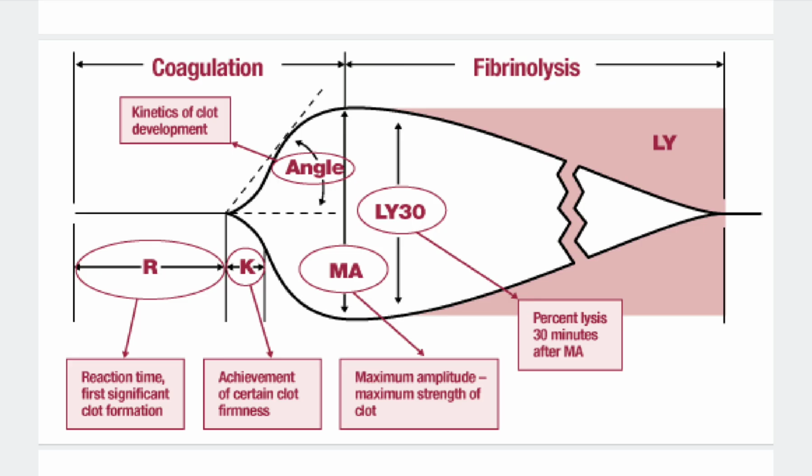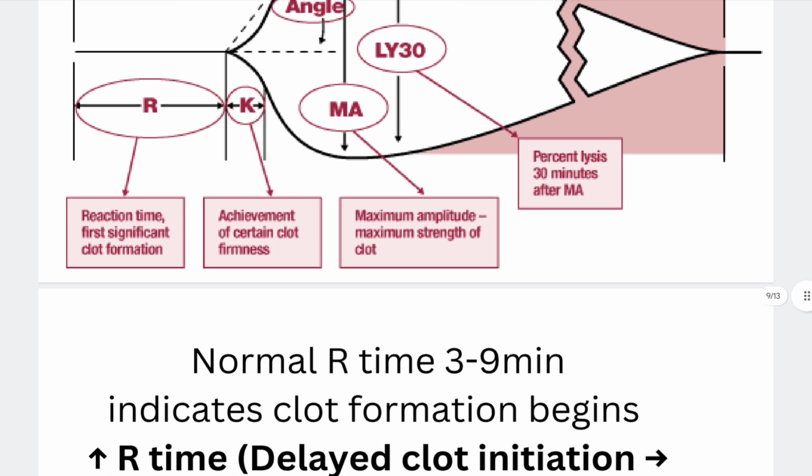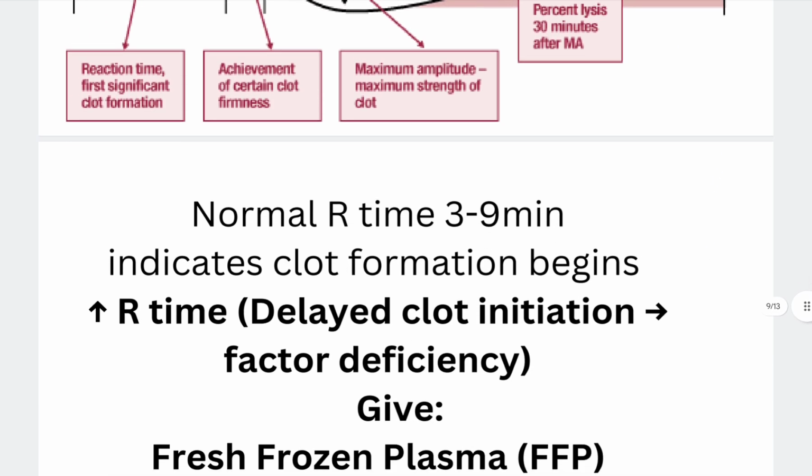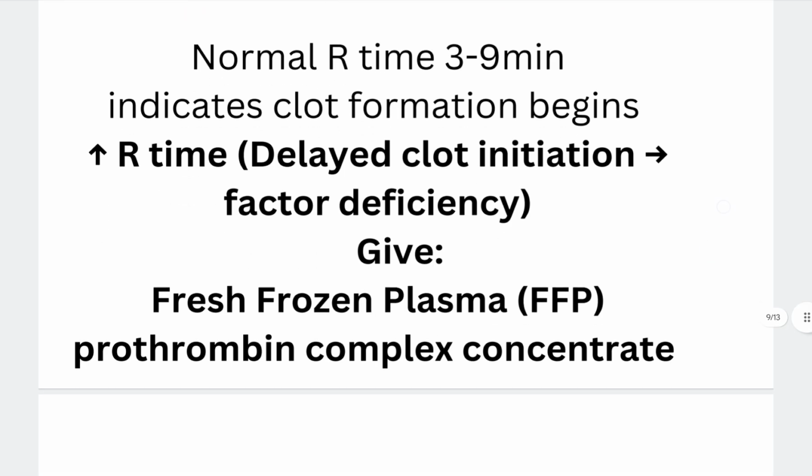And LY30 and another is LY60. So what is the percentage of lysis of the clot at 30 minutes or at 60 minutes? That is suggestive of fibrinolysis. So it shows both coagulation and fibrinolysis. Coming to our normal R time, that is 3 to 9 minutes, it indicates clot formation is happening in the patient. If there is any increase in R time, there is delayed clot initiation. It is because of factor deficiency. So we give correction with fresh frozen plasma, which contains all the coagulation factors, and prothrombin complex concentrate.